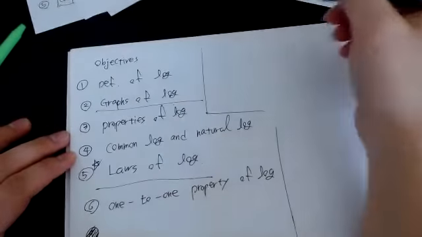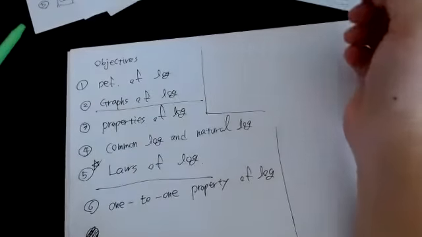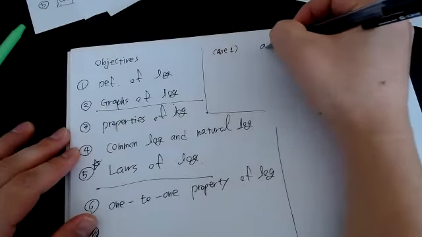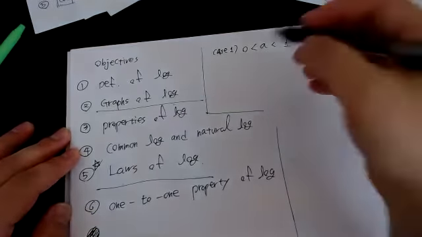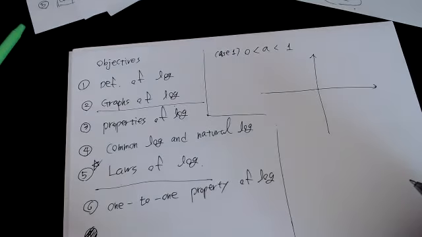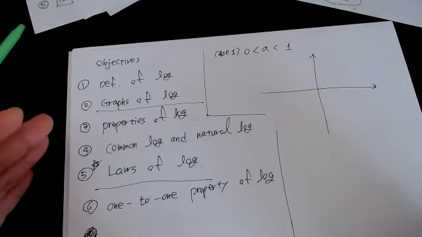So as we did with the exponential function, we're going to think about 2 cases. Case 1, a is between 0 and 1. Case 2, a is greater than 1. Now, I told you that the logarithmic function is the inverse function of the exponential function.